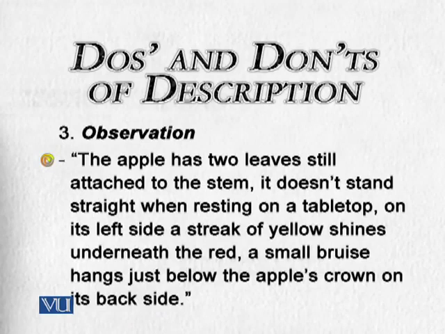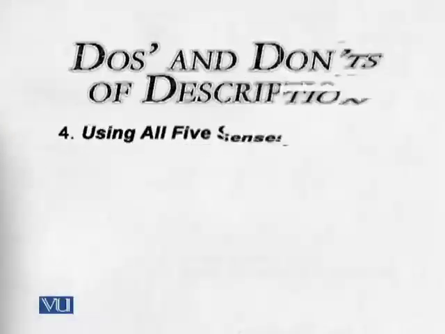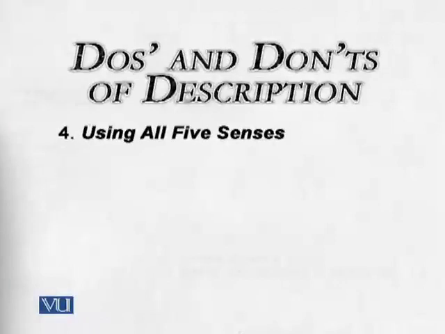Now, this is the observation thing. On its left side, a streak of yellow shines underneath the red. A small bruise hangs just below the apple's crown on its backside. If this apple which I'm talking about was present in a basket along with other 6-7 apples, I'm sure you should be able to pick this very one out from that basket. The next important point of description is using all 5 senses.